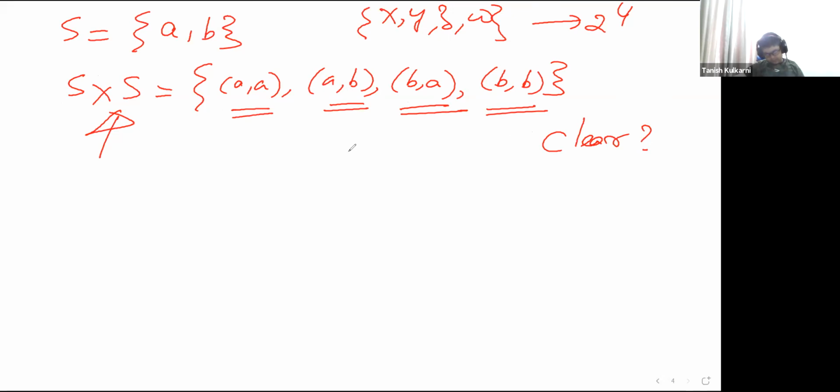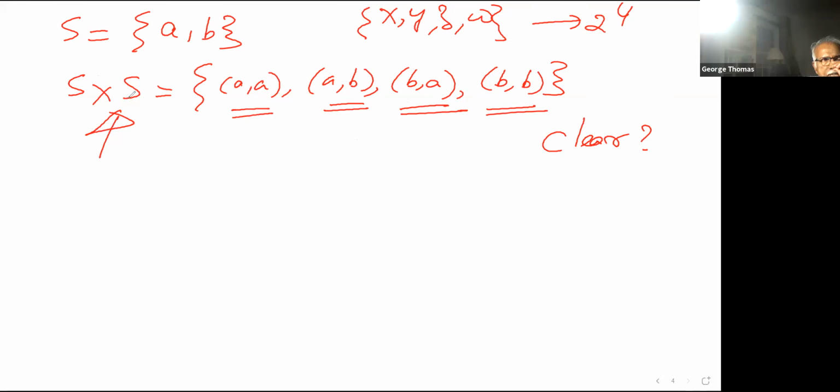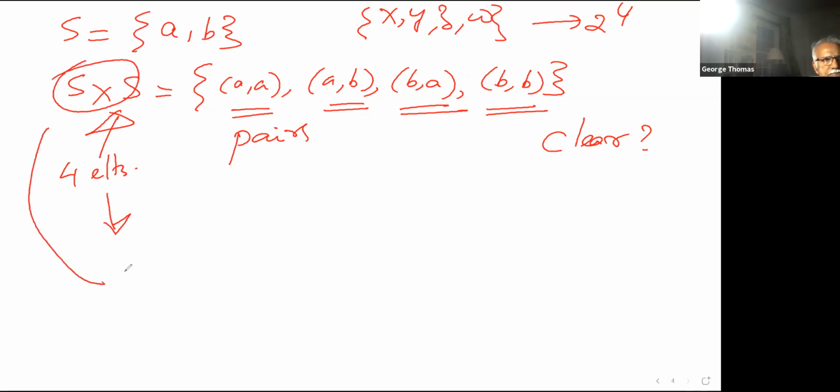Yes. The Cartesian product of S with itself consists of pairs. And out of these 2, you can get 4 pairs. And that means this set has 4 elements. That means this set has how many subsets?